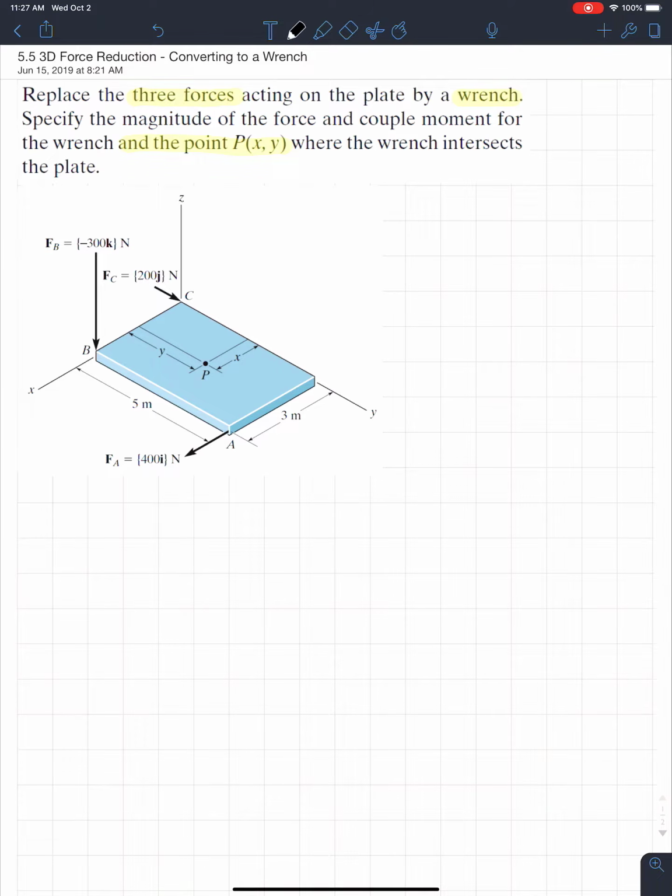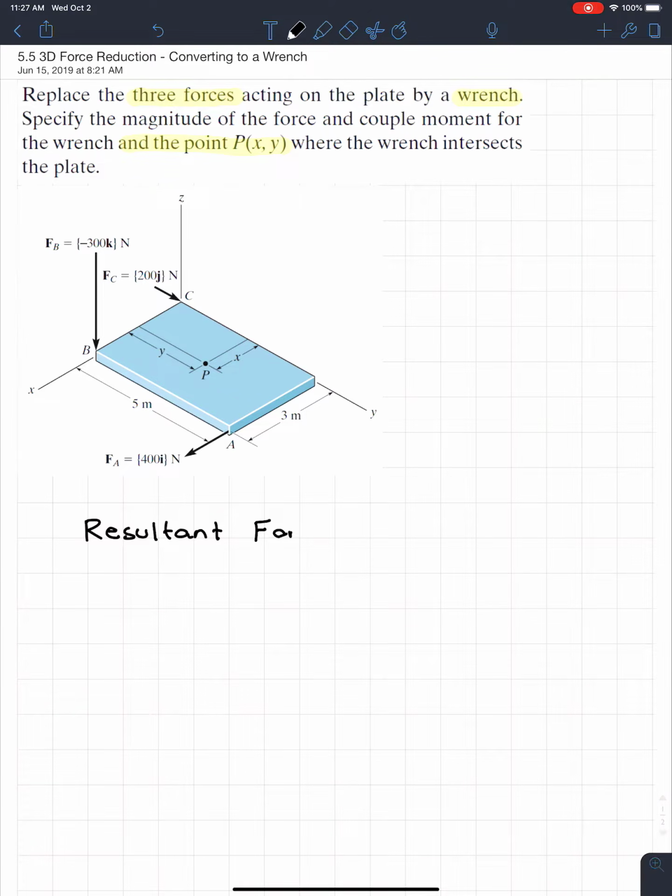The first parts of these force reduction systems are always the same, in the sense that we're going to want to find the resultant force as well as the resultant moment due to all those forces. And if we look at this diagram here, we can actually do all that really quickly. So let's just start off and get what we know, and that's the resultant force, the resultant moment. So let's start off with the resultant force, and we know that there are three forces on this system.